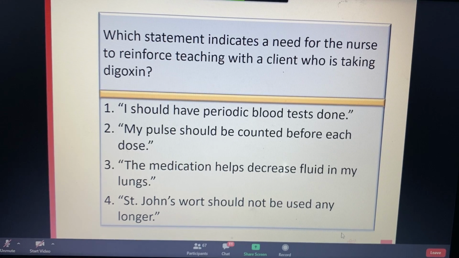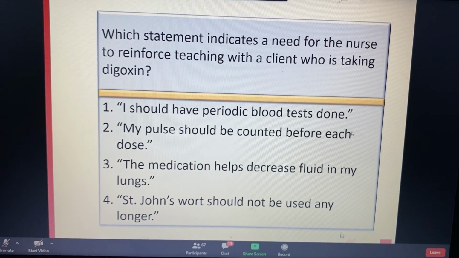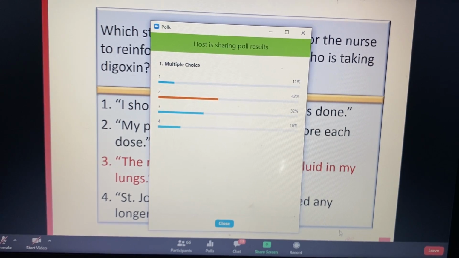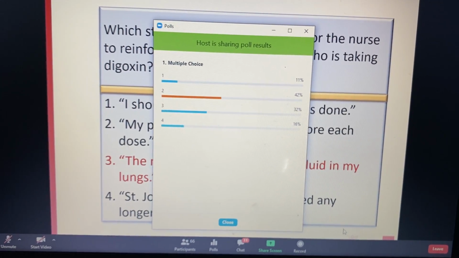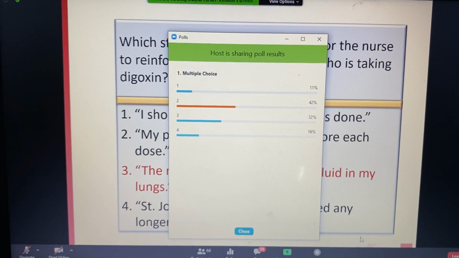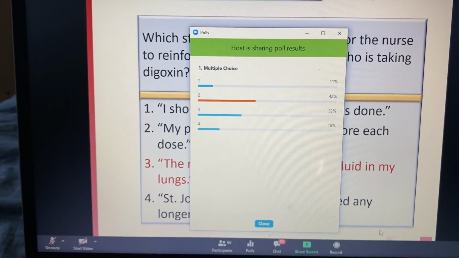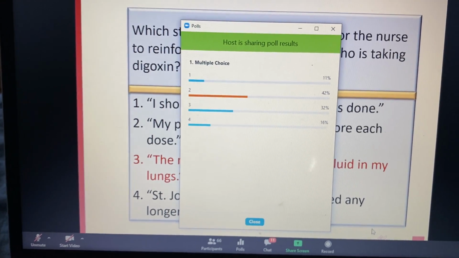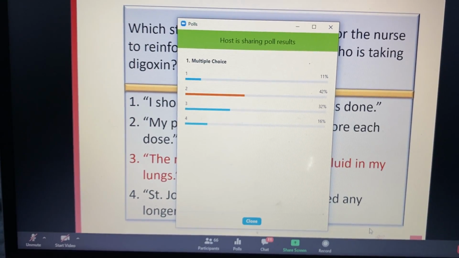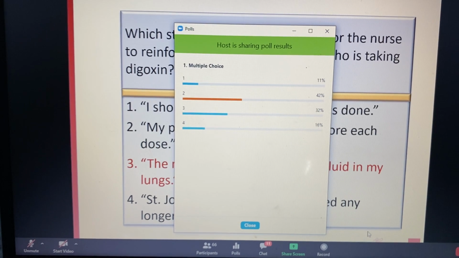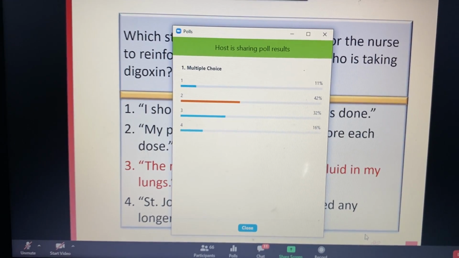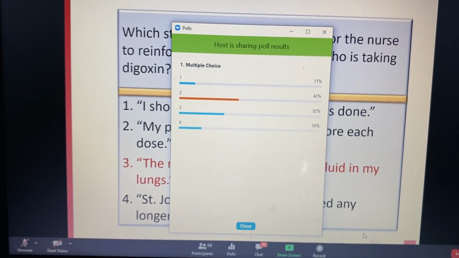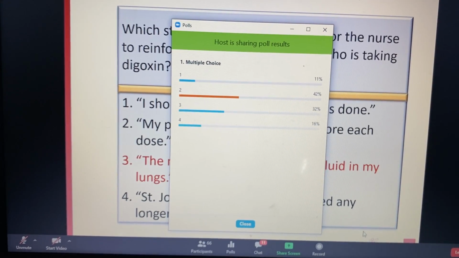All right, so the correct response here is number 3. So this is not a diuretic. So if the client said that, we would want to further educate them about this. Remember that this was asking us for which statement indicates a need for the nurse to reinforce teaching. So something that was incorrect, that the client would say that was incorrect. Okay? 1, 2, and 4 are all correct statements.